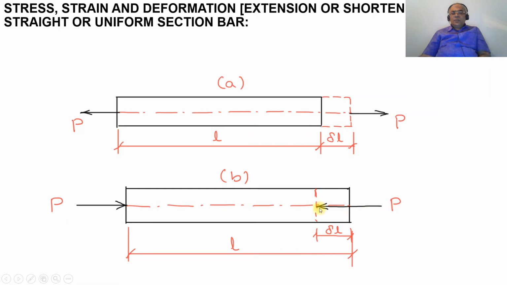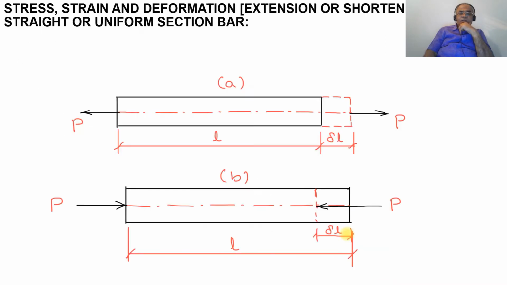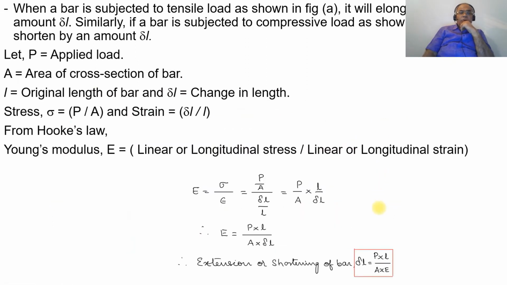Similarly, when a compressive load is applied, there will be a decrease in the length of the bar. So delta L is the length by which the bar is reduced. As shown, it will be shortened by the amount delta L. Let capital P be the applied load. This capital P is the applied load, which in this case is the tensile load, and in this case is the compressive load.